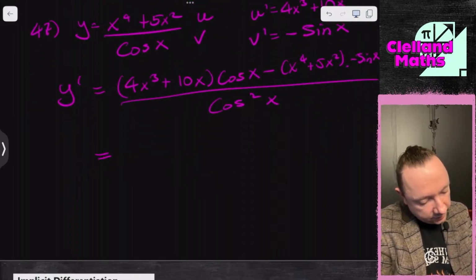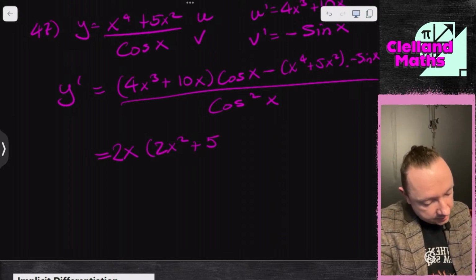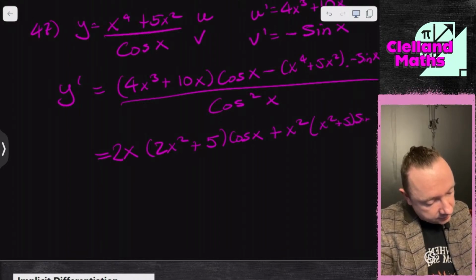So we can tidy that up a wee bit. Take x out as a common factor to start with, and a 2 to give me 4x squared plus 4. 2 4s is 4, is it? Right, it's a 2 2s is 4 plus 5. And cos x. Now minus times a minus is a plus. I can take an x squared out. I can take x squared plus 5 sine x over cos squared x.